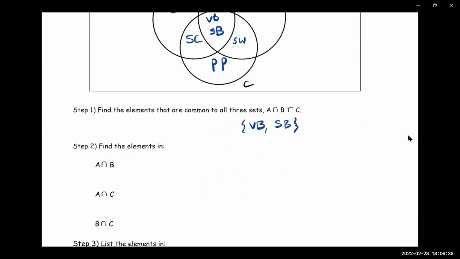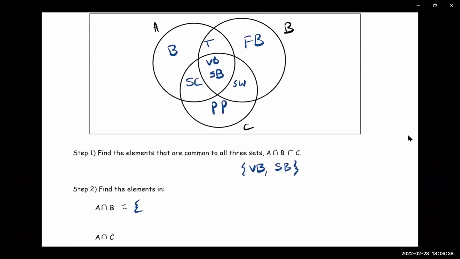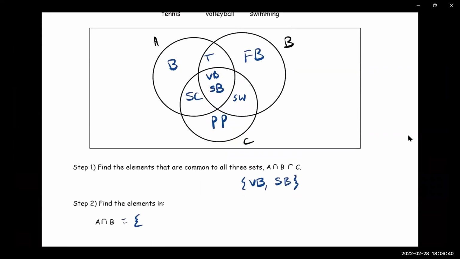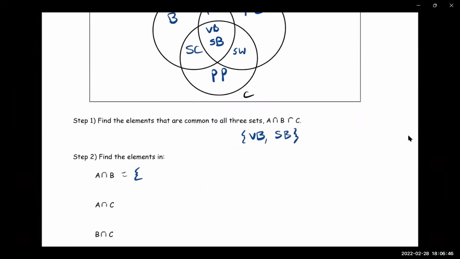All right, find the elements that are in A and B. Tennis. For A and B, you have to write all three of these, right? Okay, so tennis, volleyball, and softball. And then what's common between A and C?